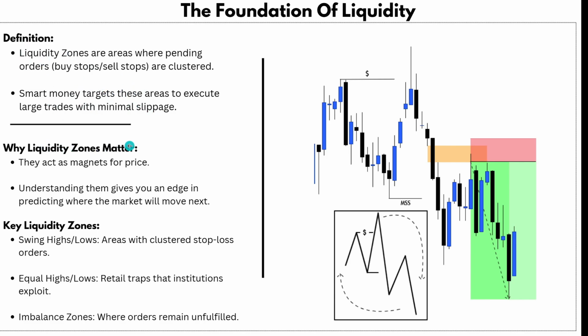Why do the liquidity zones matter? They act as magnets for price. Understanding them gives you an edge to predict where the market will move next. Key liquidity zones, such as the swing highs and lows, are areas with clustered stop loss orders. Equal highs and equal lows are retail traps that institutions exploit. Imbalance zones are also key areas of liquidity where orders remain unfilled.